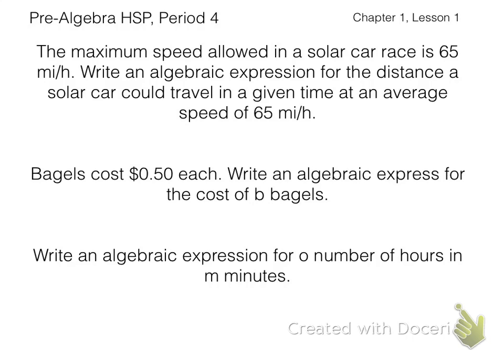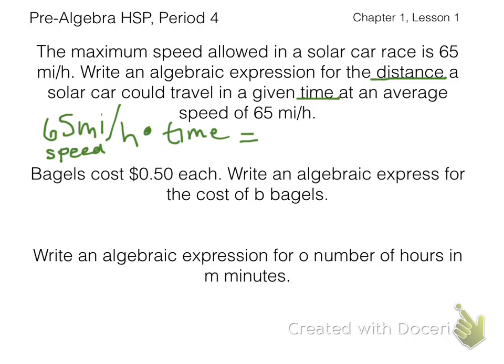Here's the first one. The maximum speed allowed in a solar car race is 65 miles per hour. Write an algebraic expression for the distance a solar car can travel in a given time at an average speed of 65 miles per hour. Well, in this case, some things that we care about are distance and time. If I am going 65 miles per hour, the number of hours that I'm traveling is going to affect my distance. So if I multiply the speed by the amount of time, I'm going to get the distance that I traveled.